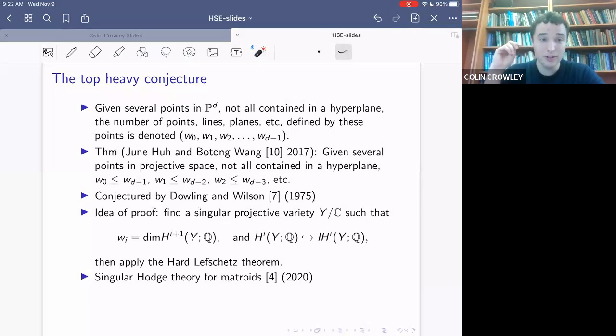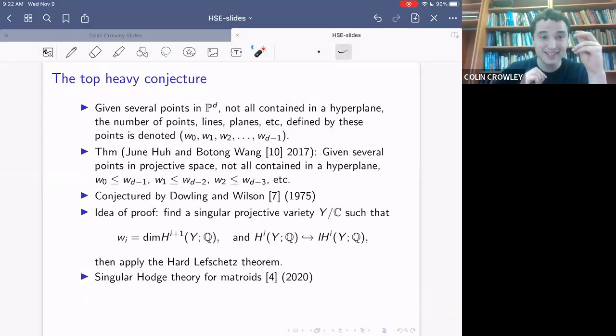And once one knows this, it follows from this Hard Lefschetz theorem, this theorem from the Kähler package, that actually these inequalities will hold. And okay, so this is very roughly the idea of their proof. And this proves the conjecture for realizable matroids, ones that come from point arrangements.